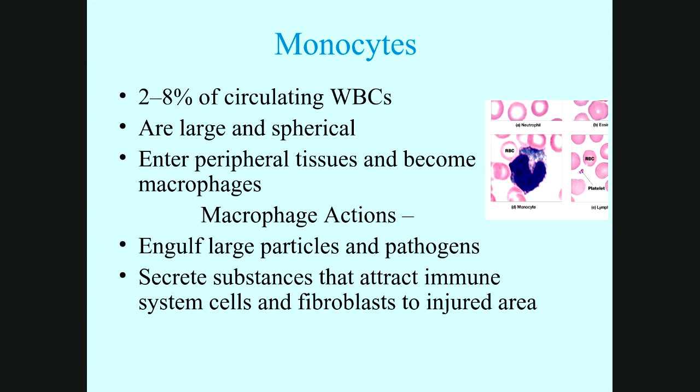Monocytes represent 2 to 8% of the circulating white blood cells. They are very large. They can become macrophages when they enter the peripheral tissue. And they adopt macrophage action, which is to engulf large particles and pathogens, and secrete substances that attract immune system cells and fibroblasts to the injured area. Monocyte.